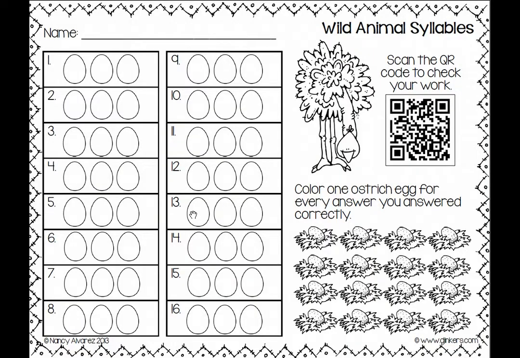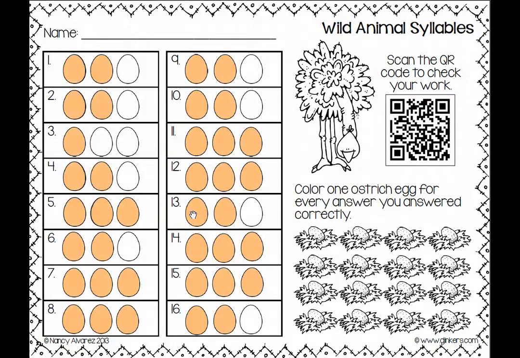And this is what the answer recording sheet looks like. And this is what it'll look like after they complete it and they scan it. So for example, the first one was tiger. It had 2 syllables, so they will color in 2 ostrich eggs. So they color in 1 egg for every syllable in the word. And then when they're finished, they scan the QR code, check their work, and then they can color in an ostrich egg for every answer they got correct.